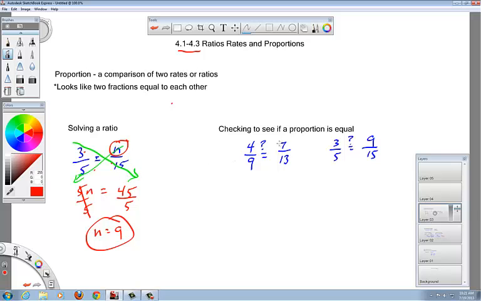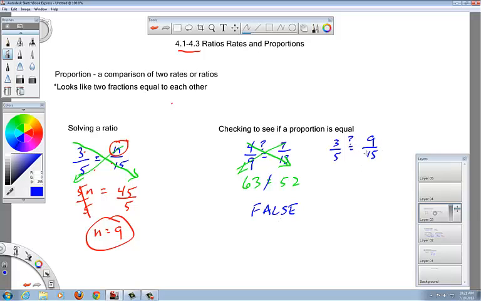The other thing the book asks you to do is to check to see if a proportion is equal or not. So if you have this symbol here, which means is that equal to, you would cross multiply again. So I'll go with my green arrows here. So we're going to cross multiply, and 4 times 13 is 52. 9 times 7 is 63. And these two things are not equal, so this would be a false proportion or untrue.